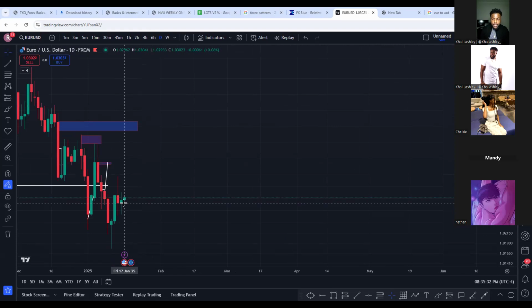So this right here is now the 17th. Remember I told you guys the day has changed, right? This is now the 17th. This was the 16th, the movement for the 16th. This was the 15th right here. This was the 14th, and this was the 13th, and so on and so forth.